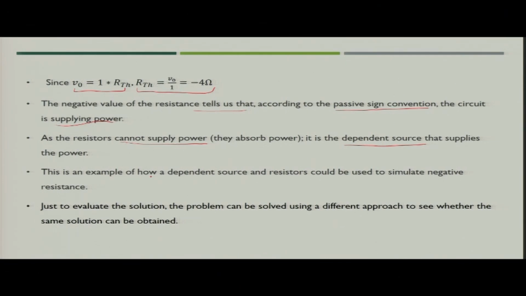Now, in this example we have seen how a dependent source and resistor could be used to simulate negative resistance. So, this property is very important. Sometimes you need to insert negative resistance in the circuit, and you can realize it with the help of these types of circuits. Now, if you solve this problem using a different approach, whether the same solution would be obtained or not, let us see.